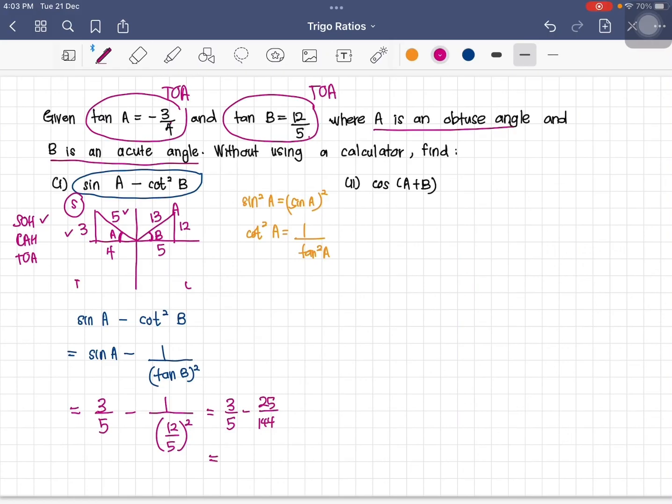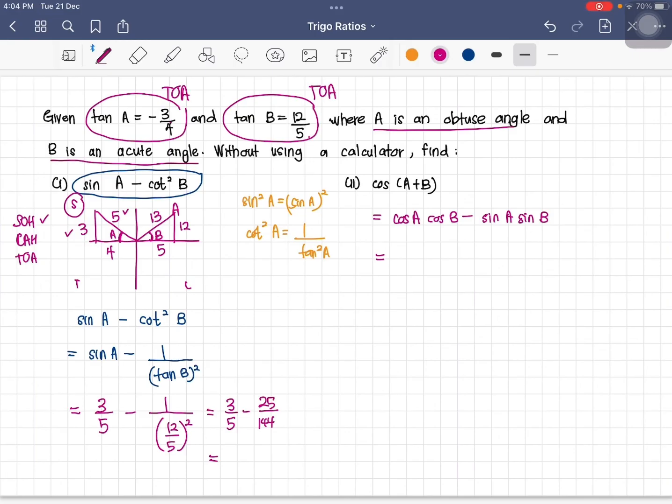Now you have cos of A plus B, so you have to use the trigonometric identities to solve this one. You have to use cos A cos B, because it is plus there, it will be minus sine A sine B. Now let's express it with cos A.